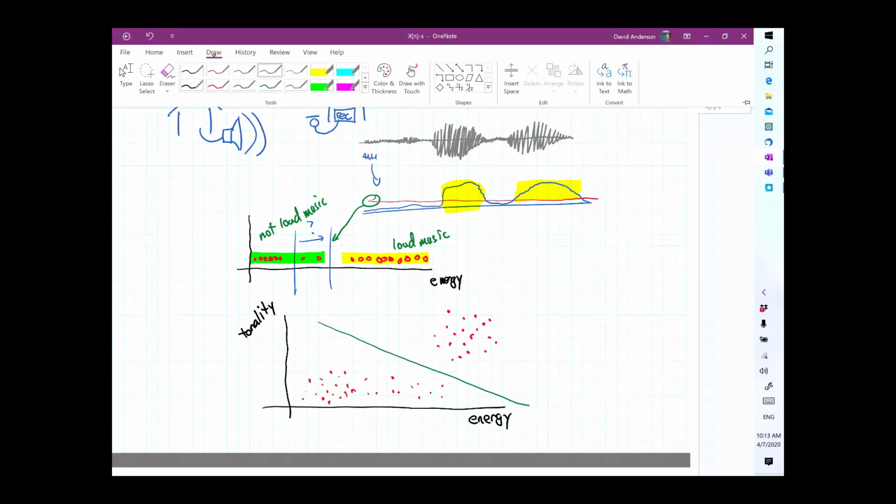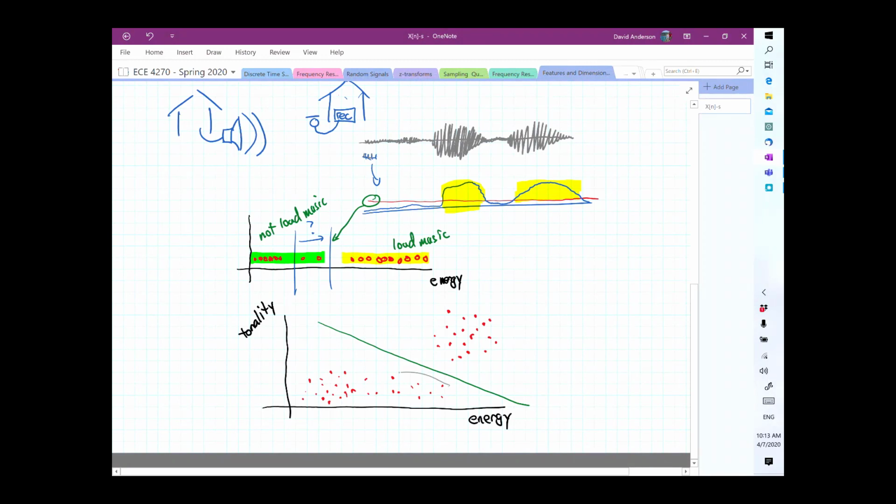So let me label this. This would be passing car. And this would be just background noise. Or this would be our loud music. Okay, so that was really nice. Now where the car might have overlapped with the music, adding this other dimension helps.